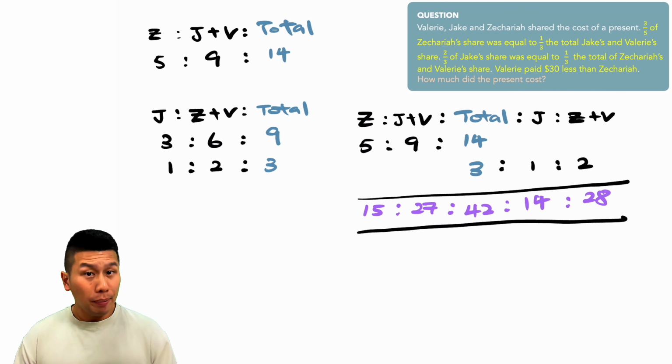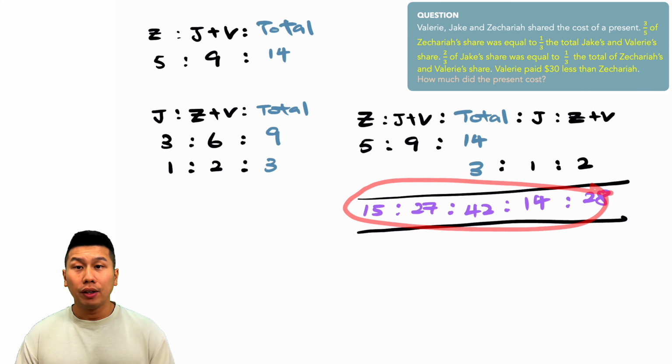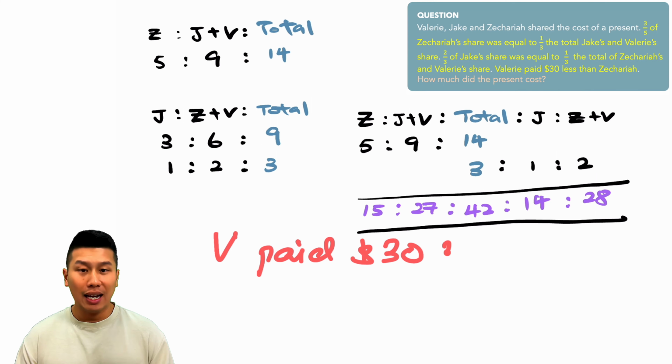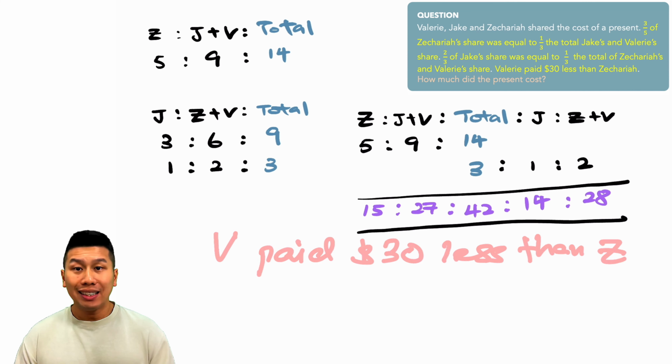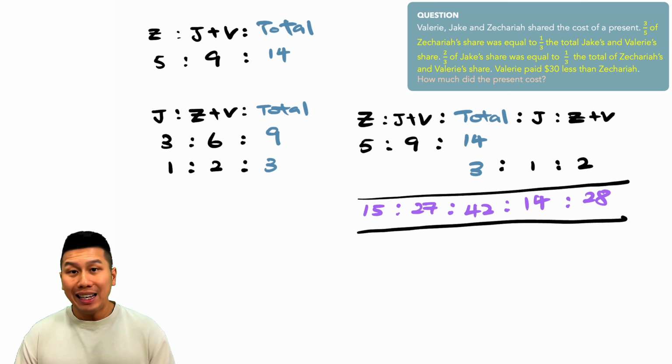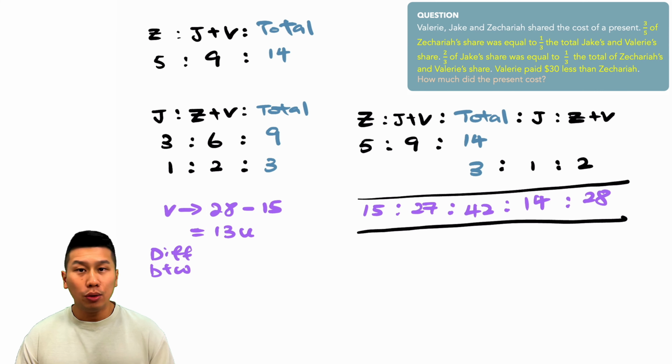Okay, by employing the fixed point method, we have successfully made all the units here in the ratio comparable. Now with this, we can proceed to identify the units that represent $30, which is the difference between V and Z. Notice that we can use this information over here to find V. So V is found by using the 28 units, subtracting 15 units to give us 13 units. So the difference between V and Z is found by using Z's unit here, which is 15, to deduct the 13 units which we found earlier on, giving us 2 units.